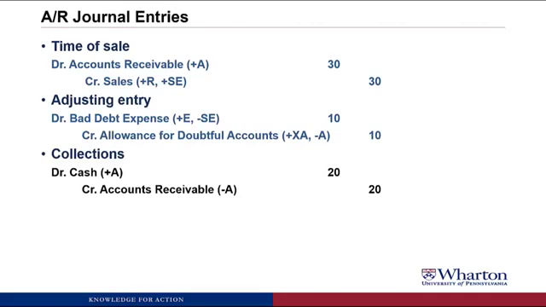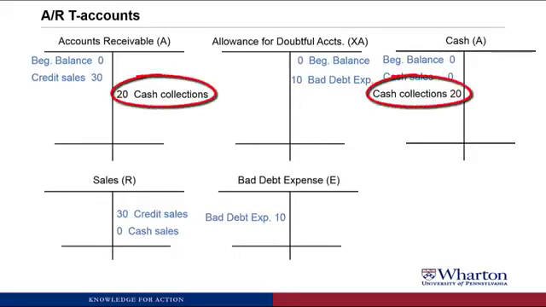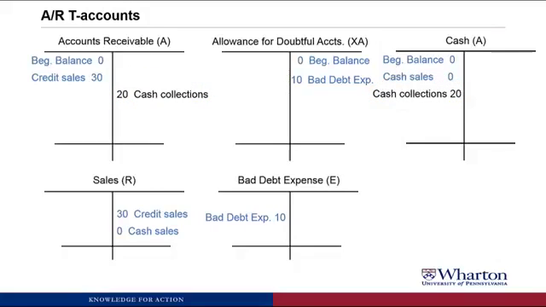Journal entry here is pretty straightforward. We're going to debit cash because we've collected cash. We credit accounts receivable to reduce that asset account because we have received the cash for that 20. For the T accounts, of course, the credit to accounts receivable and the debit to cash are going to be 20 in this case. So here's what our T accounts look like after we post that journal entry.